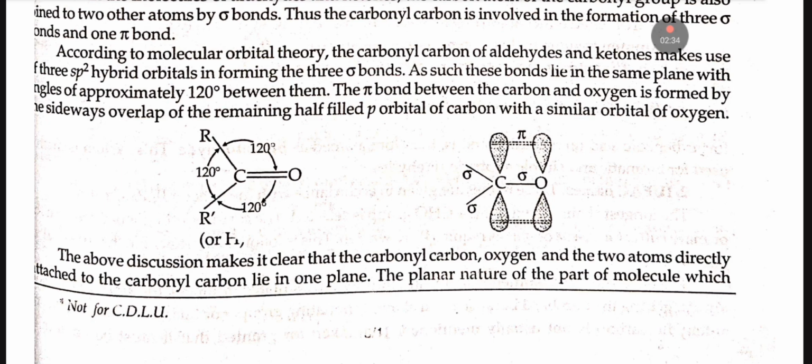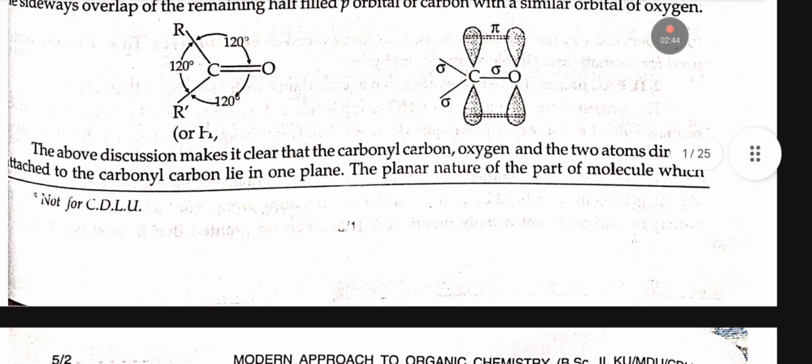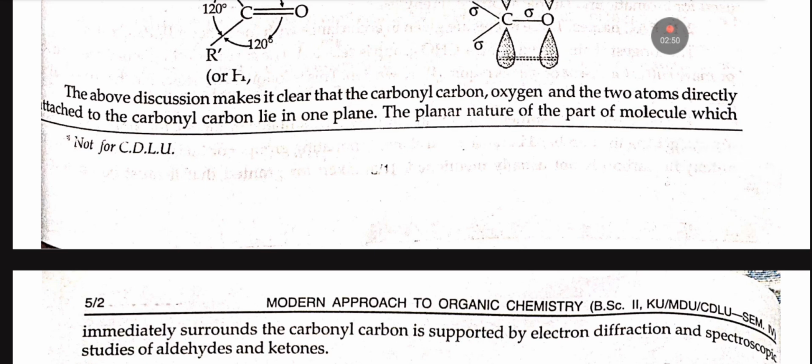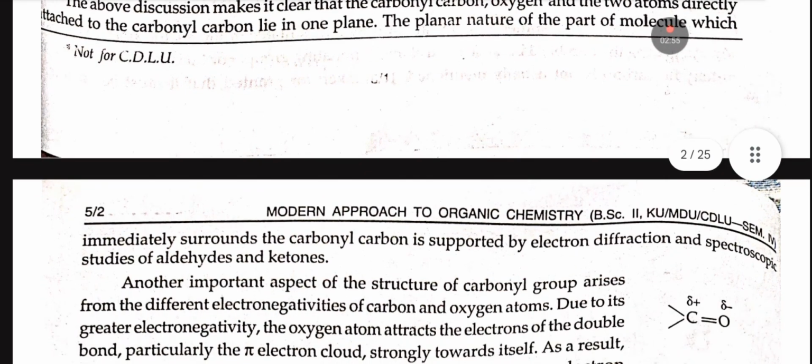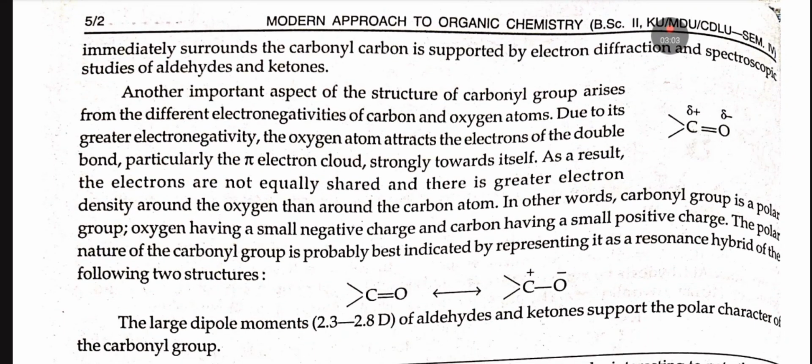The pi bond between the carbon and oxygen is formed by sideways overlapping of the remaining half-filled p orbital of carbon with a similar orbital of oxygen. The above discussion makes it clear that the carbonyl carbon and oxygen and the two atoms directly attached to the carbonyl carbon lie in one plane. The planar nature of the part of the molecule which immediately surrounds the carbonyl carbon is supported by electron diffraction and spectroscopic study of aldehydes and ketones.